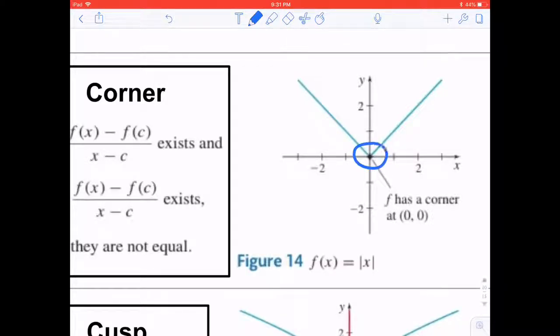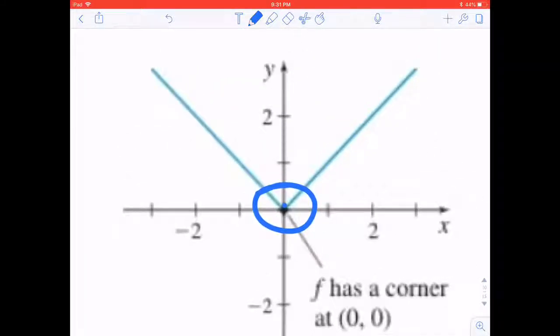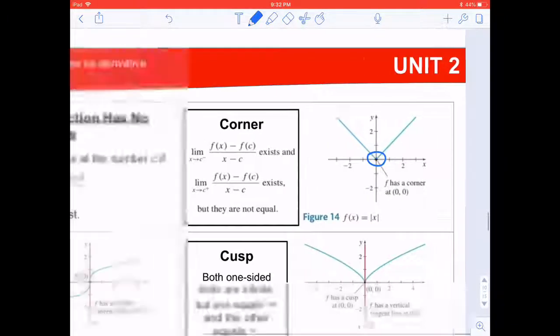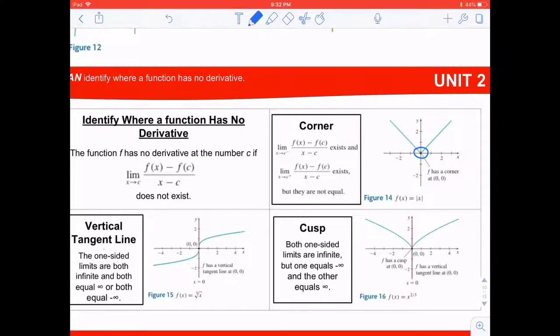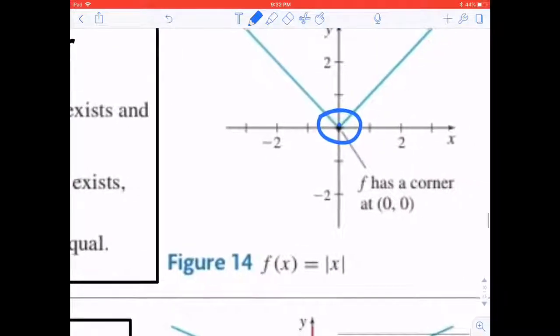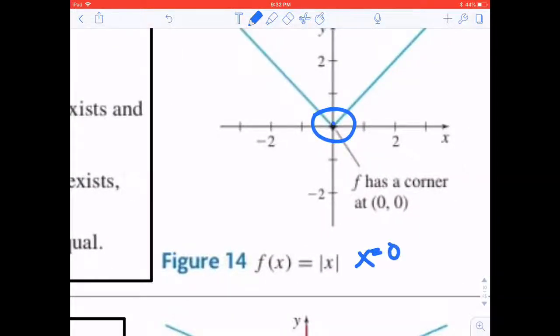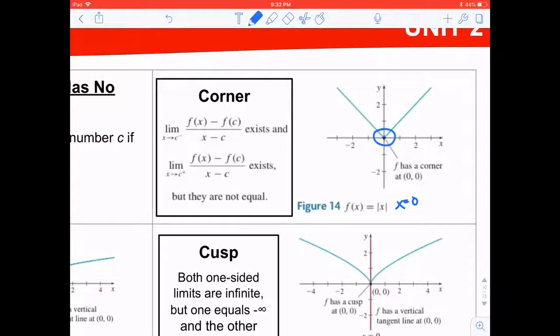And right here, when f is 0, 0, we have the point there that ends in the corner. So if we wanted to find the slope here, it's pretty hard to determine the slope of that tangent line because it's coming to just a point. So since we can't determine the slope, we say this function has no derivative or is not differentiable when x is equal to 0.